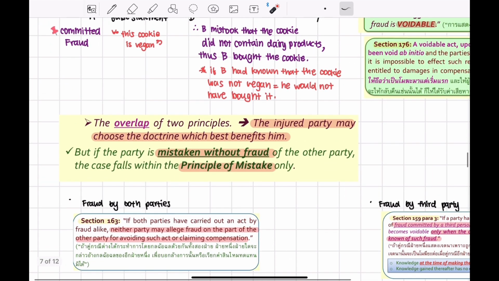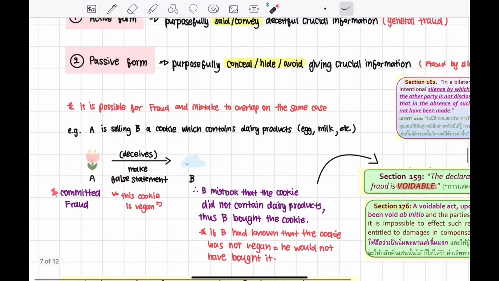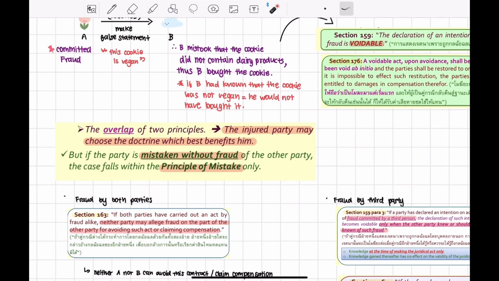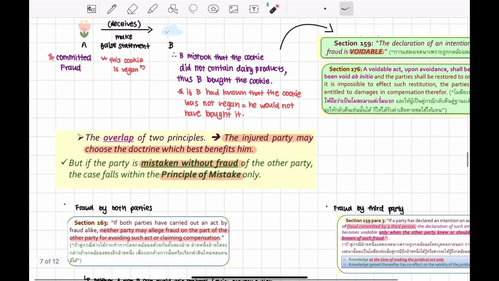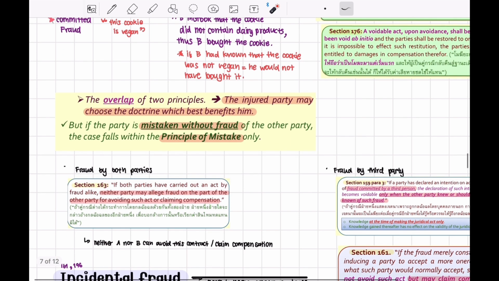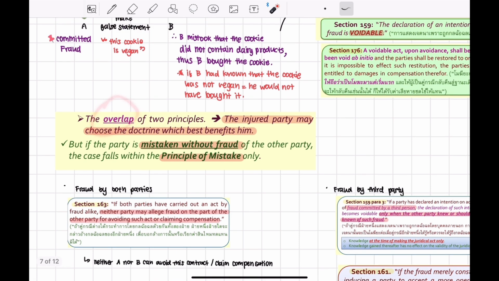And there is a possibility that the principle of fraud and the principle of mistake overlap. In that case, the injured party may choose the doctrine which best benefits him. But if the party is mistaken just by maybe miscommunication, without fraud, then the case will fall within the principle of mistake only. They overlap when a mistake is caused by fraud from the other party, and in that case, the injured party may choose as he likes.